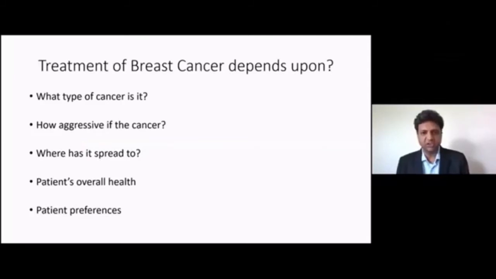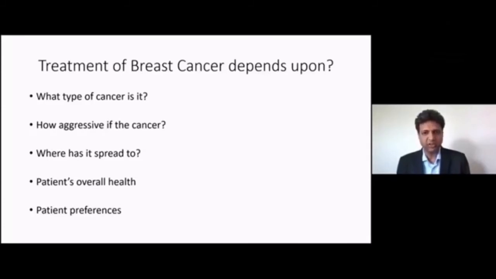Again, the aggressiveness of the tumor also guides us significantly as to how quickly we should start treatment, how aggressive we should be in terms of treating the patient, and what options are available. Again, where the cancer has spread to greatly influences our decision of how to treat, whether it has gone to the nearby lymph nodes or not, or whether it has gone to any other parts of the body or not. And I think that does change our treatment significantly.